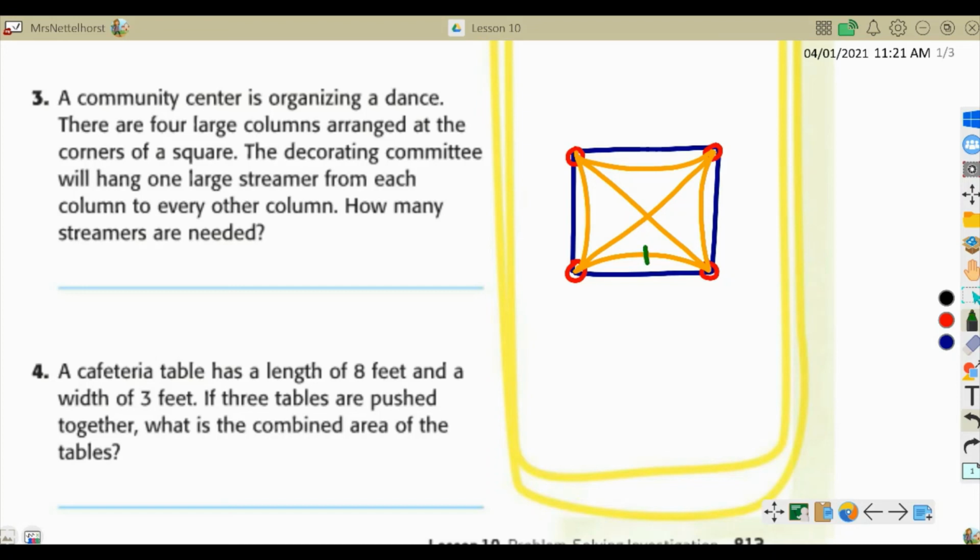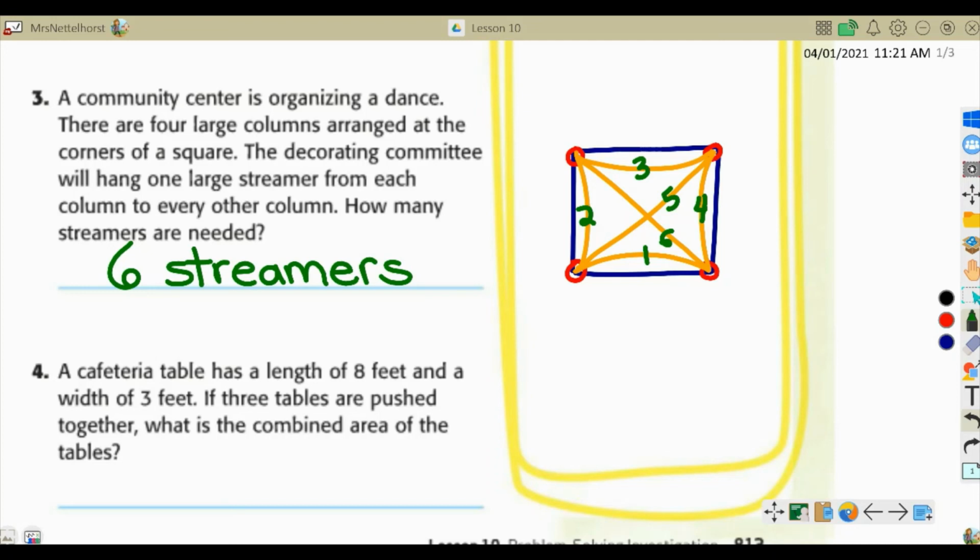So we have 1, 2, 3, 4. This one that goes this way is 5, and the one that goes diagonally the other way is 6. So we used 6 streamers. This shows you the importance of drawing a diagram because there is no real mathematical way, that's easy at least, to figure that out. You have to draw a picture for it. So that's the point of this lesson, is that you draw a picture.